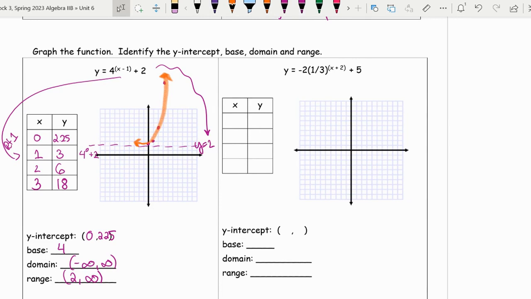Next one is negative 2, 1/3 to the x plus 2 plus 5. So with this being plus 2, I know this is moving left 2. So I'm going to start with negative 2 in that spot because it's being moved left 2. Go below it 1 and above it. So negative 2, negative 1, and 0. The plus 5, this is my y asymptote or the horizontal asymptote.